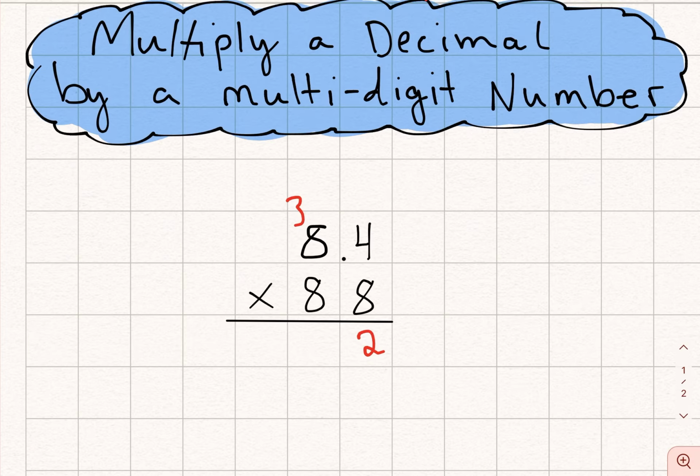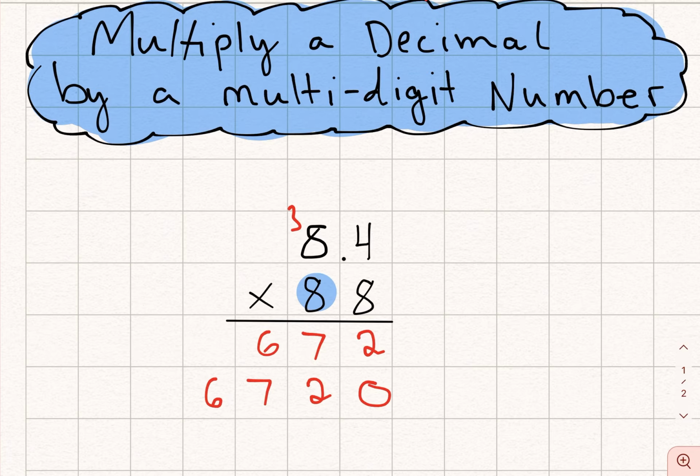Next up, I'm going to multiply the other 8. So I need to multiply that by both numbers here. This 8 is in the tens place, so 10 has a 1 and a 0. Now 8 times 4, we already did that once. That's 32. Bring my 2, carry my 3. And 8 times 8 is 64, plus 3 is 67 again.